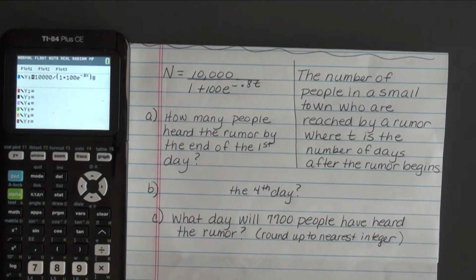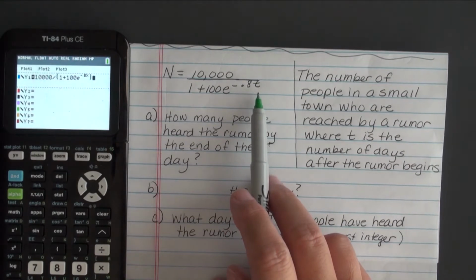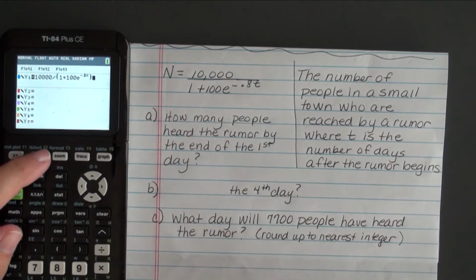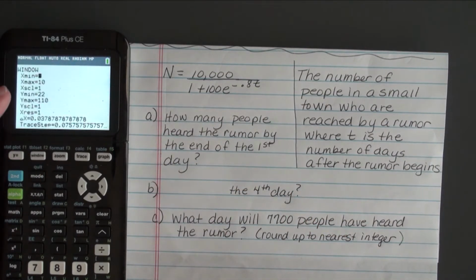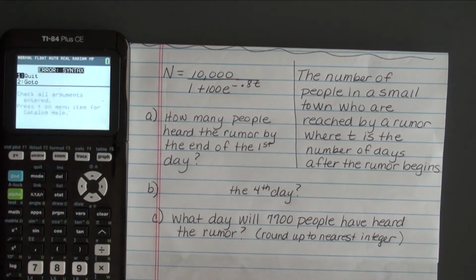Now we have to realize that we are not given an interval for which t is going to be. So I'm going to go into my window, and we know when the rumor begins we're at day 0, and we just need to decide how many days we want to extend this for, and I'm just going to think of it as a month. So let's put a 30 in for x maximum, and let's see how many people have heard the rumor by the end of the month. Then I'll press zoom 0.